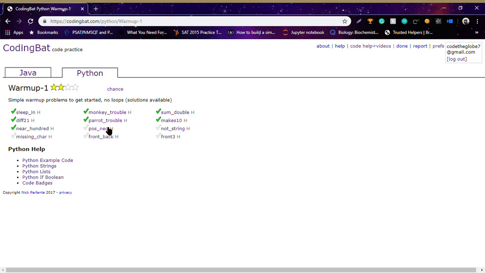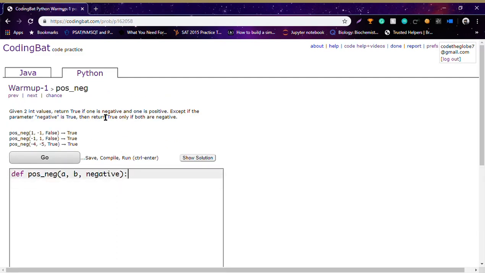The next one's positive negatives. Return true if one is negative and one is positive. Except if the parameter negative is true, then return true only if both are negative. So we have two integers a and b, and the parameter negative. So negative can either be true or false. If negative is true, we need to return true only if a and b, both of them, are negative integers. But then if negative is given as false, then one has to be negative and one has to be positive. If that's the case, we return true, and then anything else, we just return false.